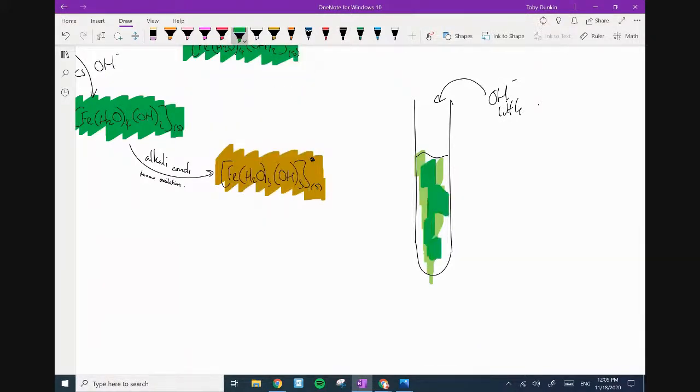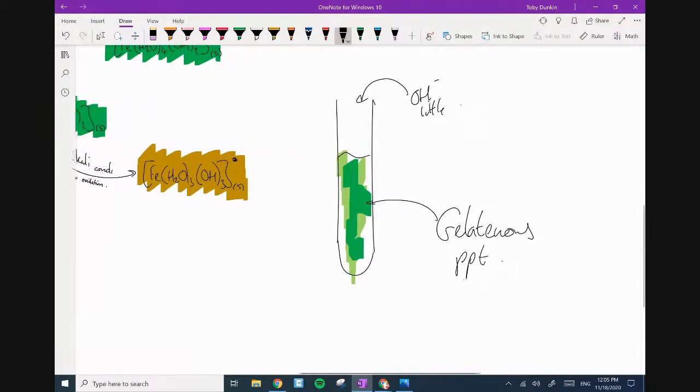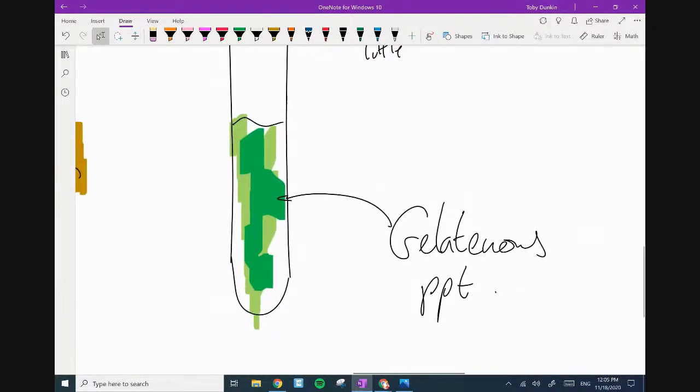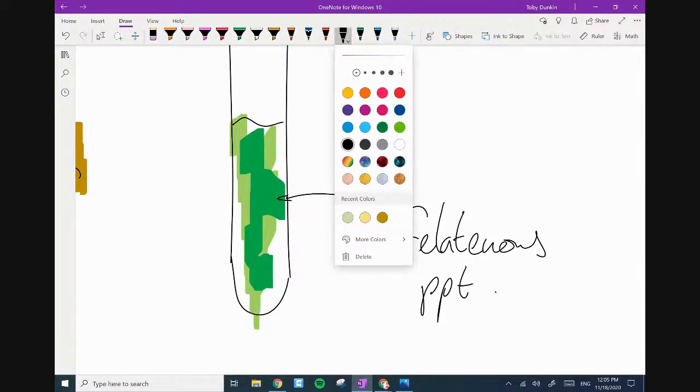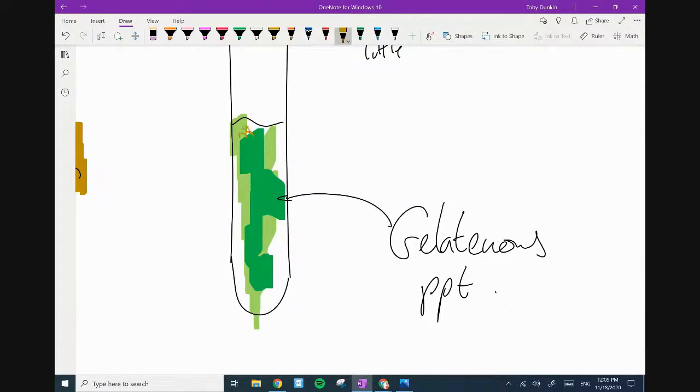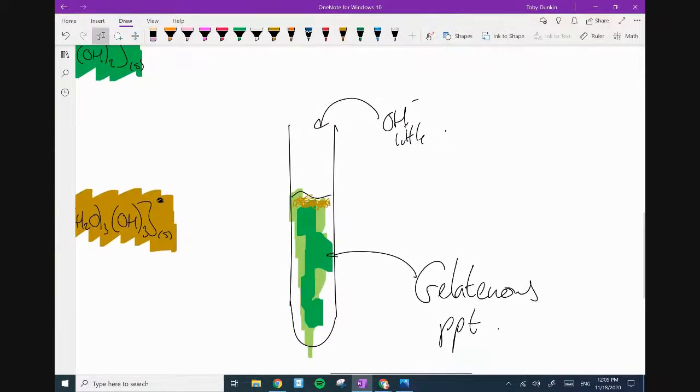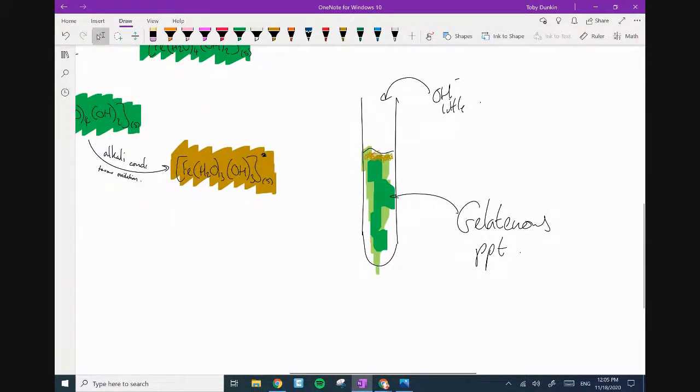By the way, they often refer to it as a green gelatinous precipitate, PPT. If you just leave that, and even if you add excess, nothing changes, it's still the same. But then it will start to oxidize at the surface. All the snot green precipitate will start to turn brown at the top, because the air is getting in and oxidizing it.